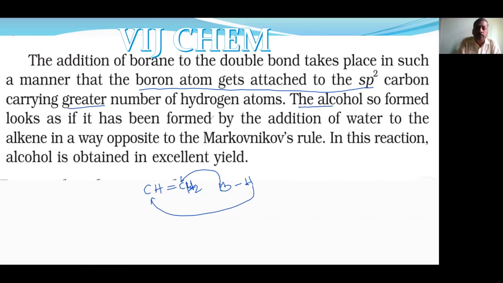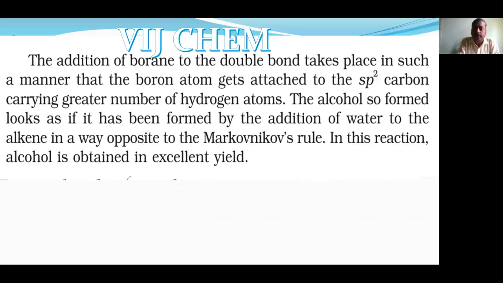Therefore, the alcohol so formed looks as if it has been formed by addition of water to the alkene opposite to Markovnikov's rule. That's why it is called the anti-Markovnikov rule. Okay. Now in this reaction, the alcohol is obtained in excellent yield. So when you want the anti-Markovnikov product in high yield, then the best process is the HBO reaction, hydroboration oxidation. First, trialkyl borane. Second, H2O2, when it is added, it will be converted into alcohol.